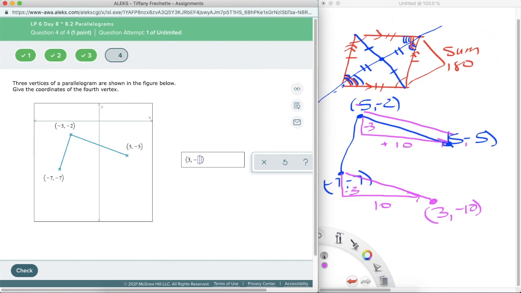and we'll go ahead and check. Perfect. All right, so that was section 2. I will see you in section 3.